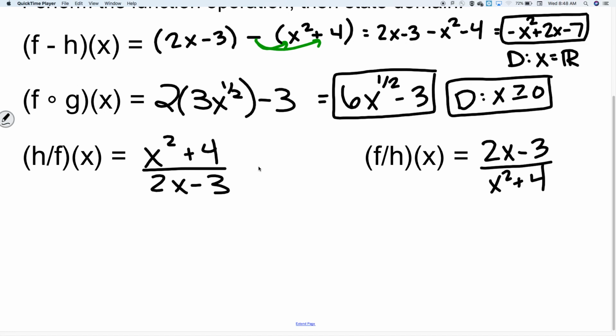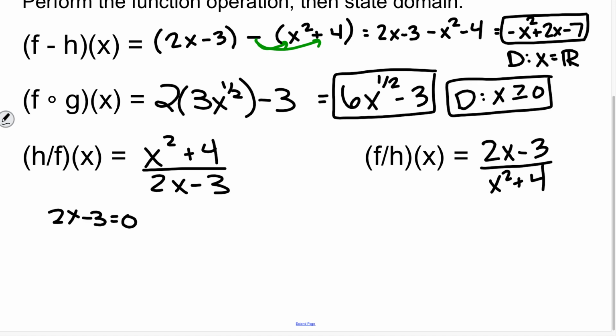Divide by 0, so you're going to say, let the denominator 2x minus 3 equal 0. What x value makes it equal 0? Add 3 and divide by 2, x equals 3 halves. 3 halves will not work in my domain. Sure, I can do 3 halves squared and add 4, that's fine.